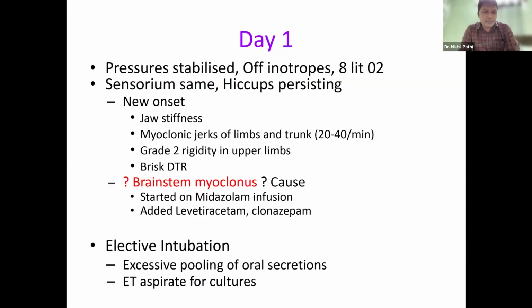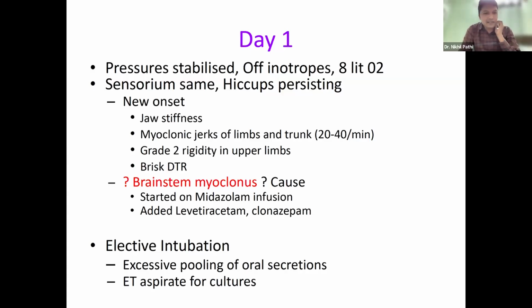There were persisting hiccups. However, we observed some new onset stiffness in the jaw, and some repetitive jerky motions of both upper limbs as well as lower limbs, sometimes involving the trunk. There was also grade 2 rigidity in the upper limbs, and the deep tendon reflexes were brisk. We thought something was happening with the brainstem, but we were not really sure what it was. We were also not sure whether that was some seizure activity.